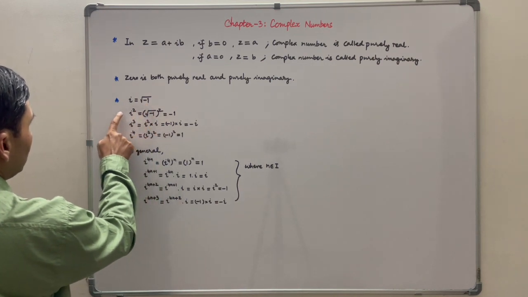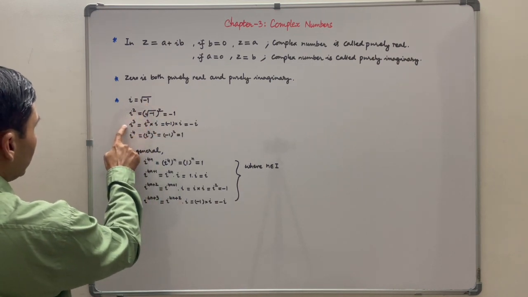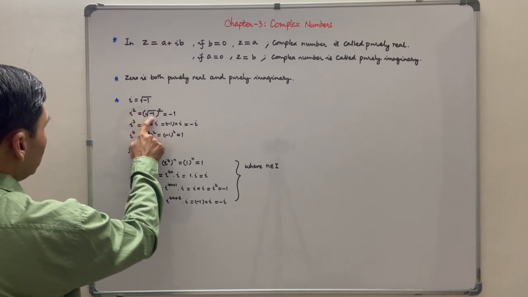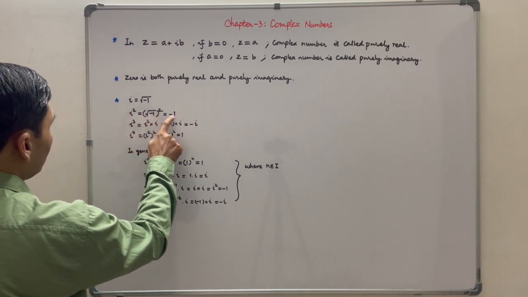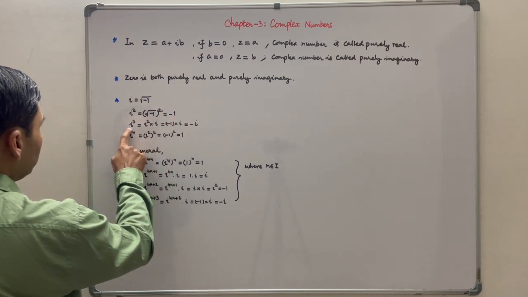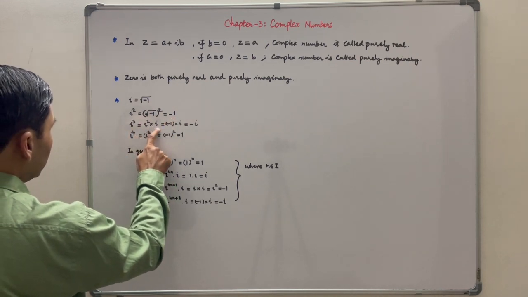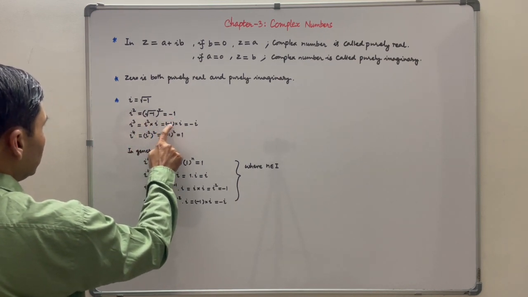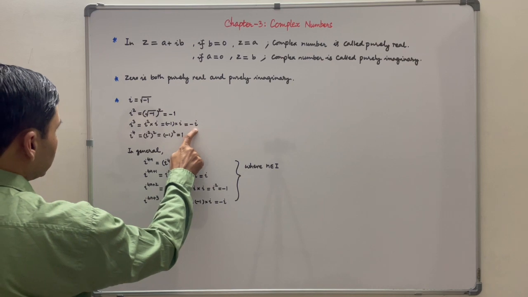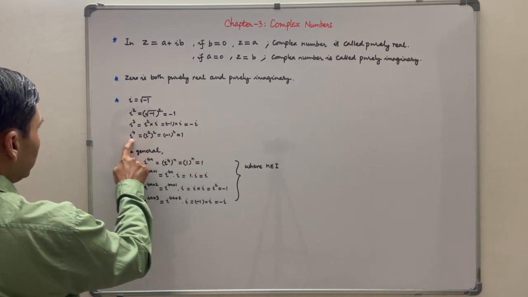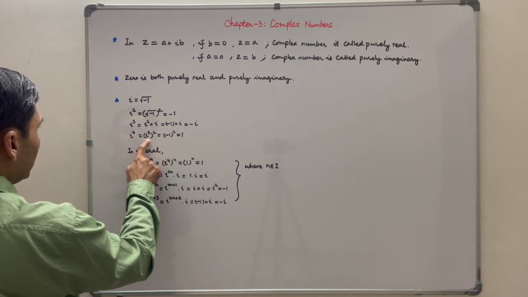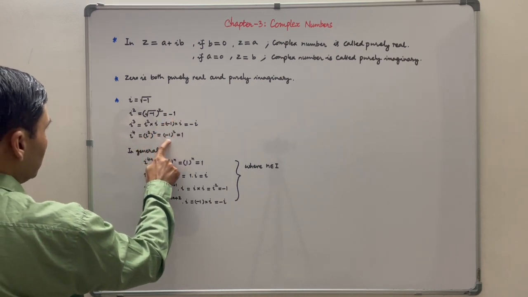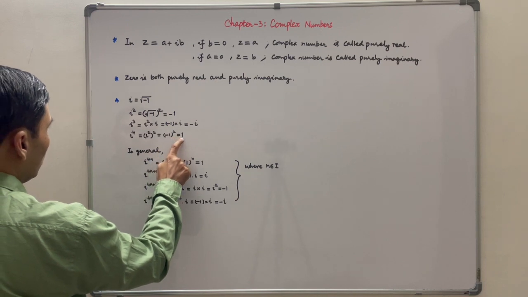We will find out the values of i square, i cube and i to power 4. i square is equal to under root minus 1 whole square, and that is equal to minus 1. i cube can be written as i square into i. The value of i square is equal to minus 1, so it becomes minus 1 into i, and that is equal to minus i. i to power 4 can be written as i square whole square. The value of i square is equal to minus 1, so that becomes minus 1 whole square, and that is equal to 1.